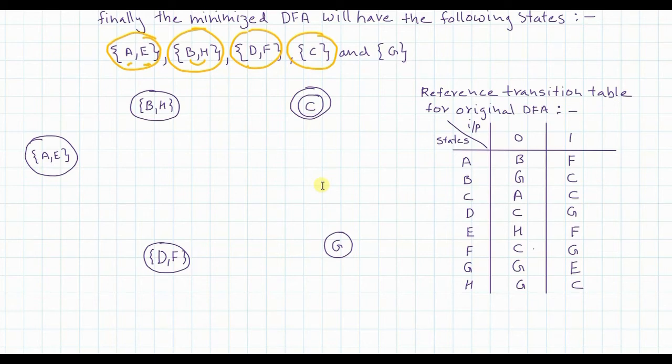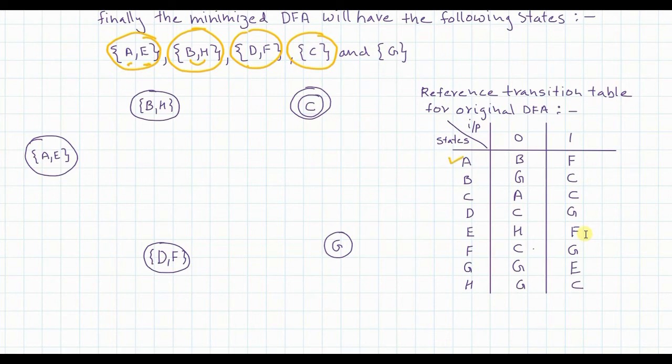Now, once you find out which are the equivalent states, you only have to place them like this. And now what about the transitions? This is a transition table showing the transitions from the original DFA that was given to you. Looking at the transition table, directly go on drawing the transitions. For example, let's start with the first one.